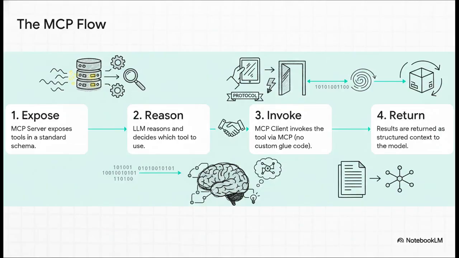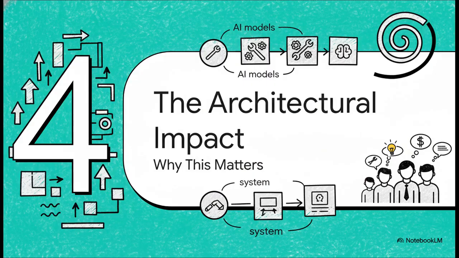So, if you boil it all down, it's a really simple four-step dance. One, the server exposes its tools saying, here's what I can do. Two, the LLM reasons about which tool it needs. Three, the client invokes that tool using the standard protocol, no custom code necessary. And four, the results are returned back to the model as clean, structured data. It's a beautiful, predictable loop. Okay, so we get the mechanics, but what's the real-world impact here? Let's talk about the architectural benefits and why this actually matters so much when you're building these systems.